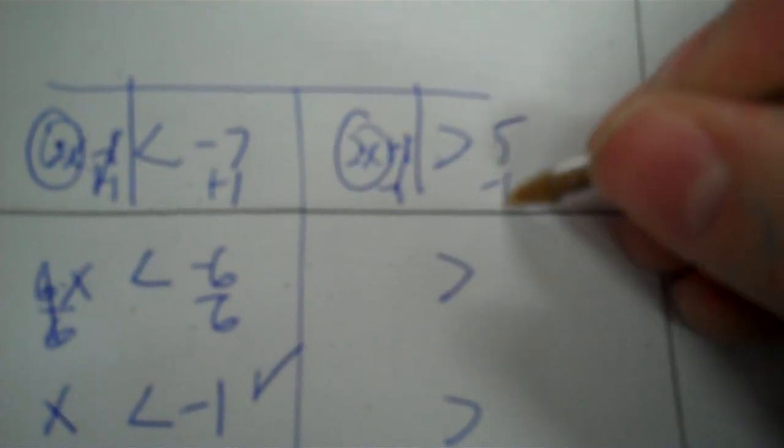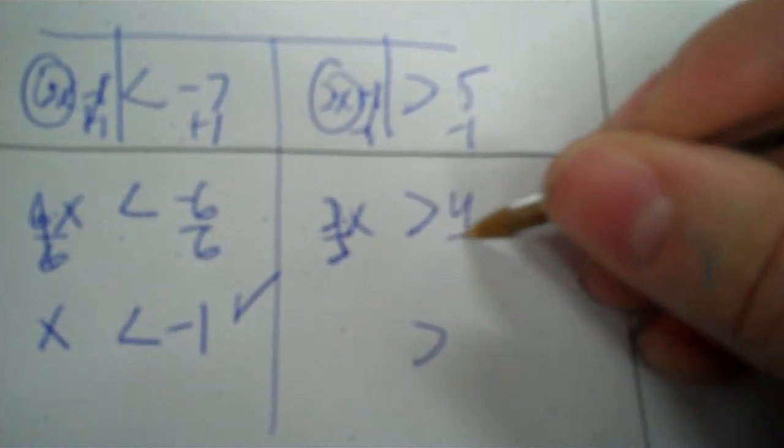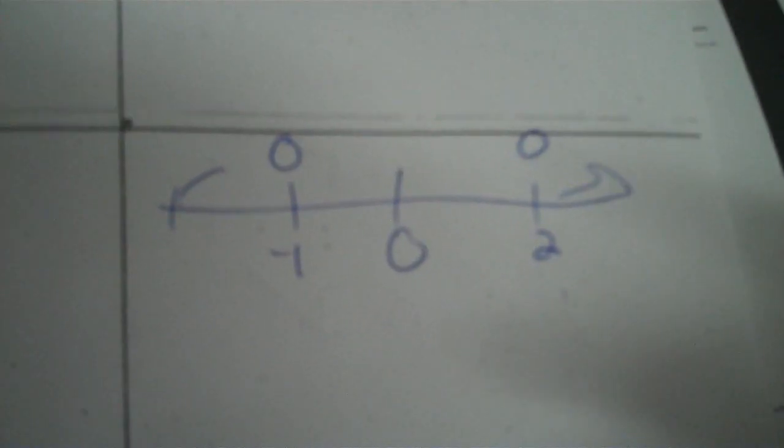Okay, minus 1 won't change the sign. Divided by 2 won't change the sign. 5 minus 1 is 4. So we have x, 4 divided by 2 is 2. Okay, so we got negative 1 and 2. Both the circles this time are open though.